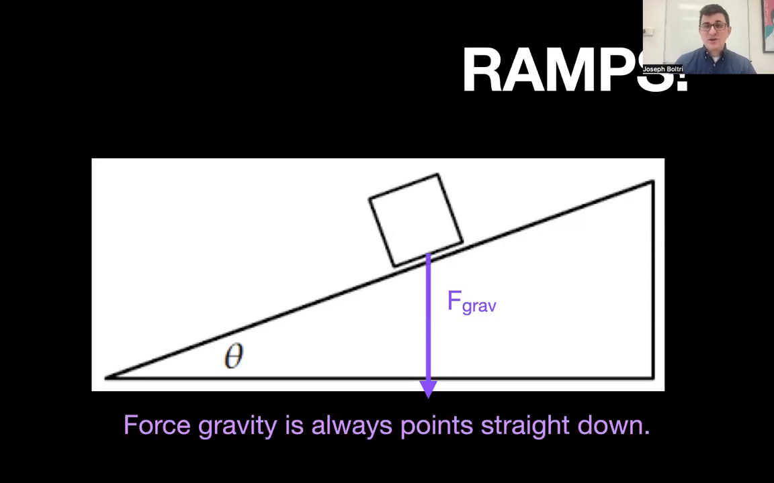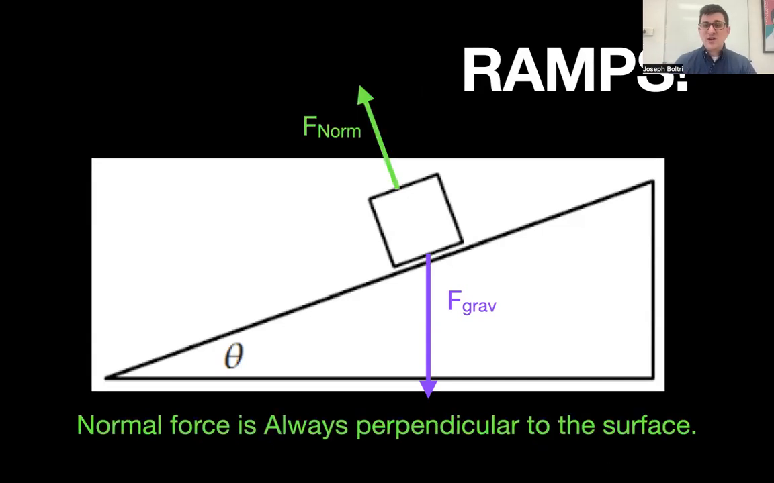Another force: we know the forces in the vertical direction have to be balanced, and the surface is pushing on the box. So there's also going to be a normal force, which is going to be up and to the left. We know that it's up and to the left because normal force is always perpendicular to the surface. My surface is up and to the right, so if the surface was pushing on the box, that push would be up and to the left.